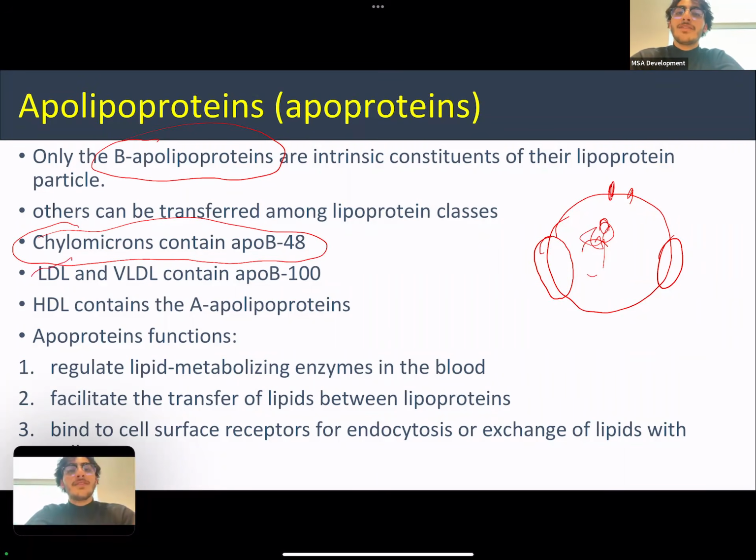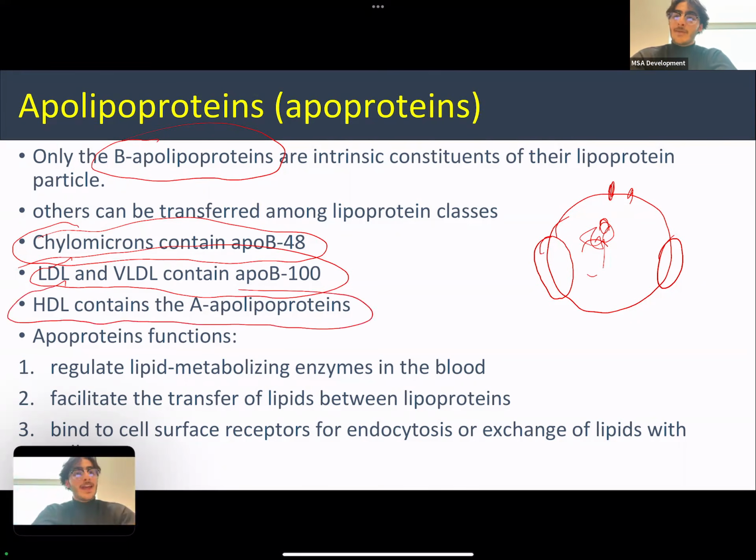LDL and VLDL contain ApoB100. So just remember: chylomicrons, ApoB48; LDLs and VLDLs, ApoB100. And HDL contain the A apolipoproteins. So let's talk about the apoprotein functions.